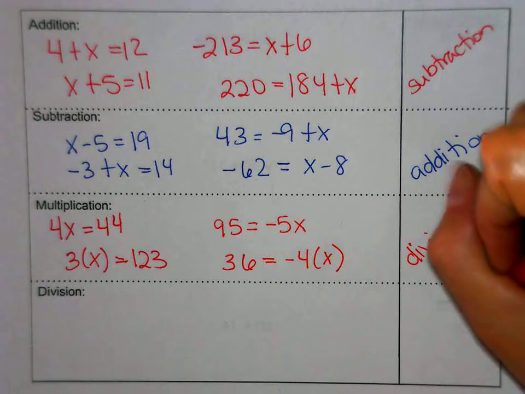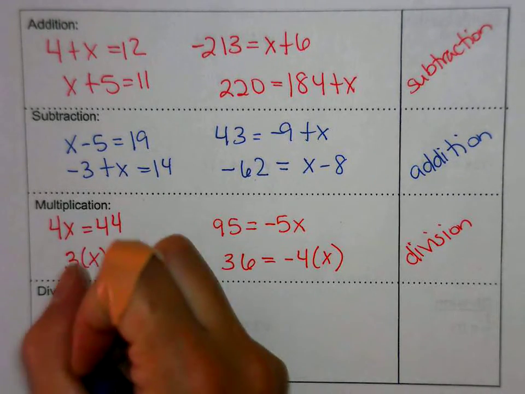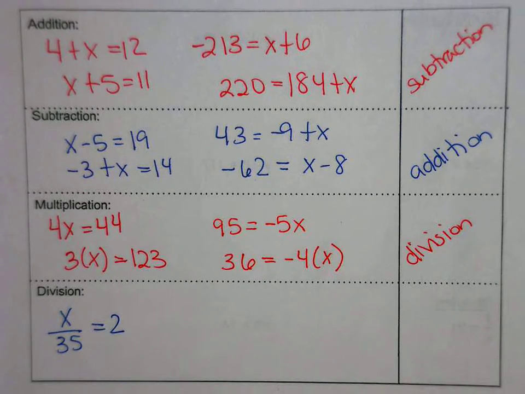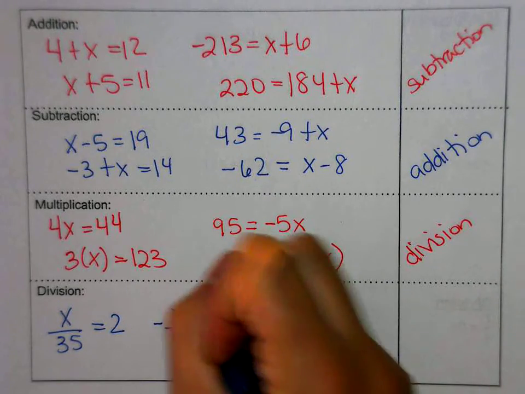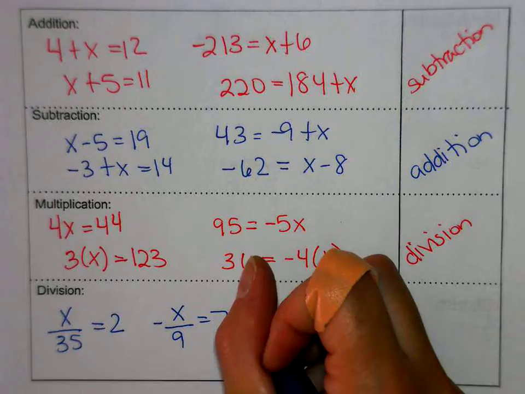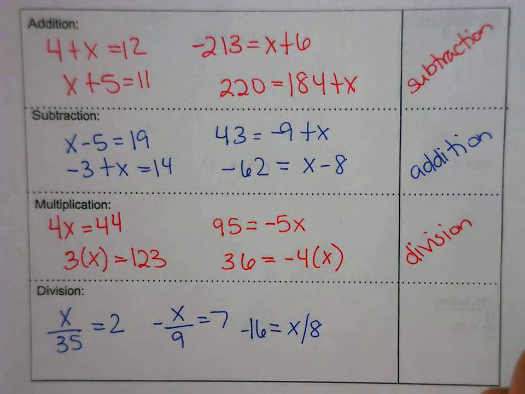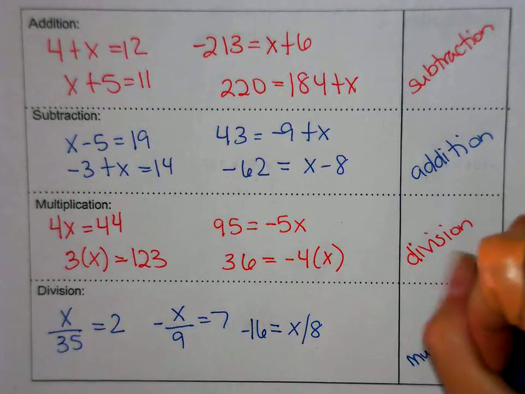So let's look at some division examples. So x divided by 35 equals 2. You could have a negative x divided by 9 equals 7. You can have it written a little different too, where it could be this. X divided by 8. And the opposite, inverse, is multiplication. So now let's look at some examples of each type.